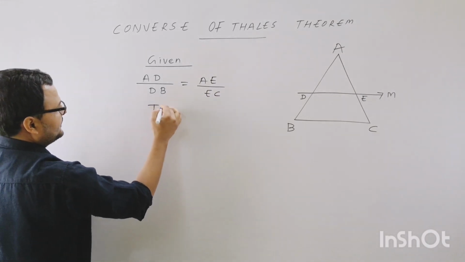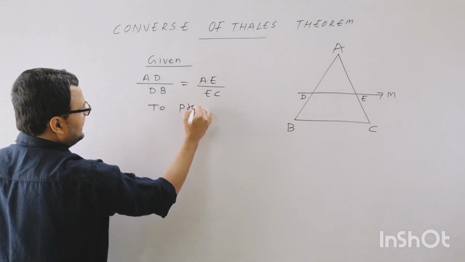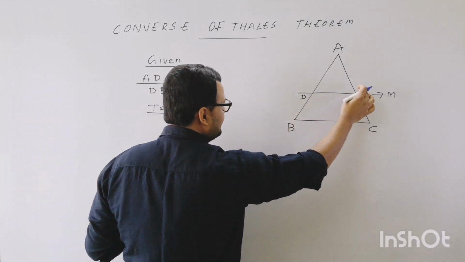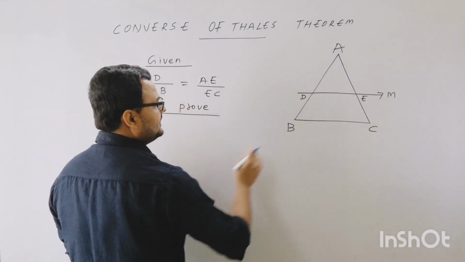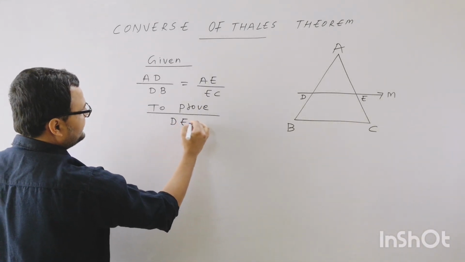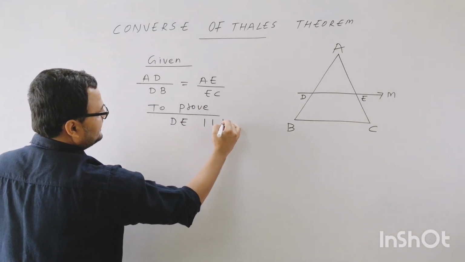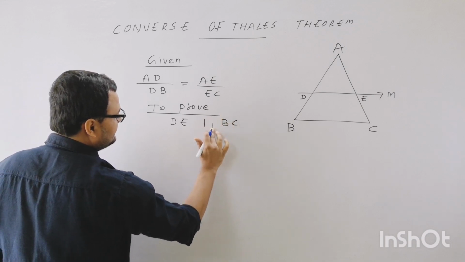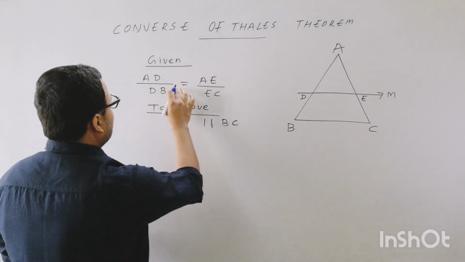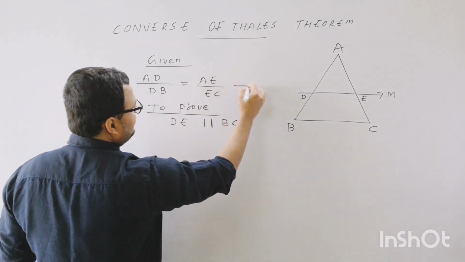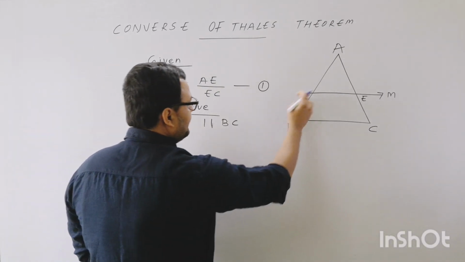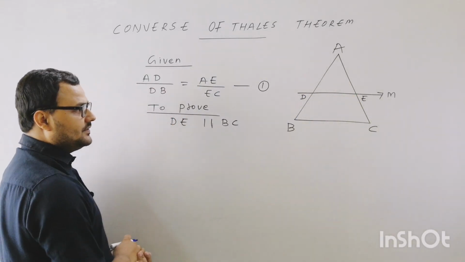Then we have to prove. And what we have to prove? We have to prove this line must be parallel to the third side. So it means we have to prove DE parallel BC. Now, it's very easy. This equation I can write as equation number 1. Now we have to prove that DE is parallel to BC.